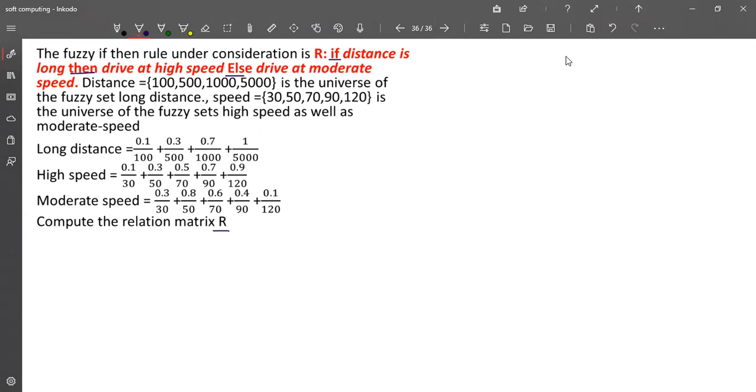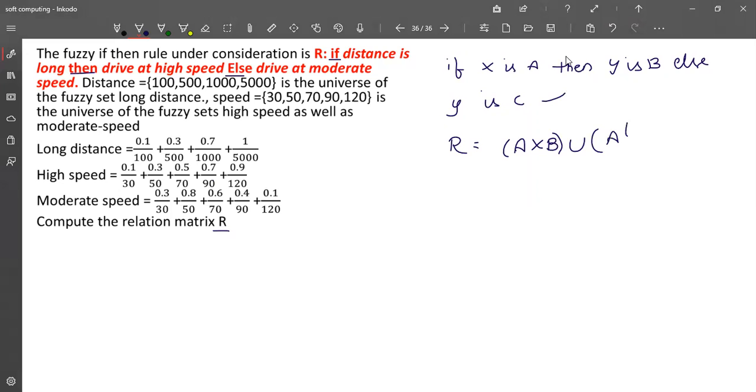It is in the form: if x is A, then y is B, else y is C. If this is the case, the relation for this rule is A Cartesian product B union A complement Cartesian product C.